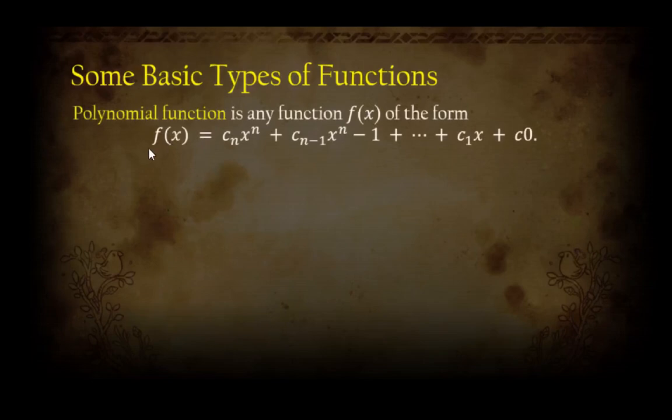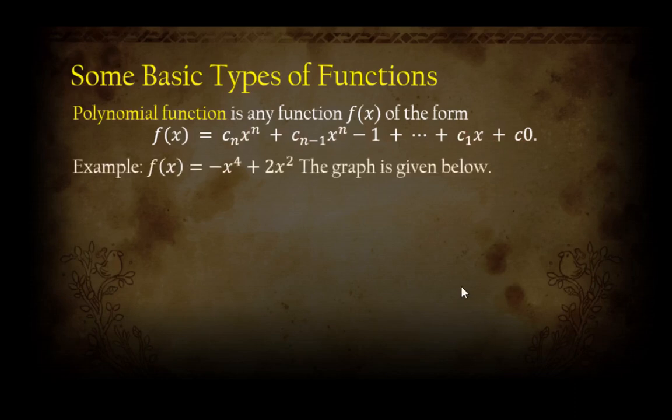And also, we have the polynomial function. A polynomial function is any function f of x of the form f of x equals c sub n of x raised to n plus c sub n minus 1 x raised to n minus 1 plus dot dot dot, and so on and so forth, plus c sub 1 of x plus c sub 0. So that is the polynomial function.